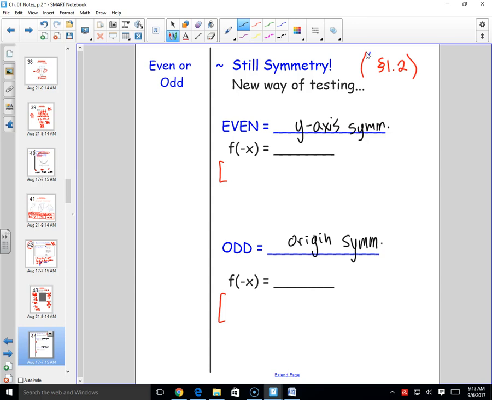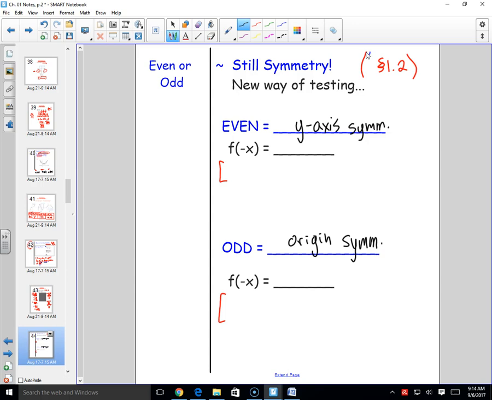Now that we're dealing with functions, we can actually show the test a little bit differently. In section 1.2, the test was keep the x the same and plug in a negative y and simplify. Or keep the y the same, plug in a negative x and simplify. Or plug in a negative x and a negative y and simplify. And we were looking for which of those combinations would stay the same after you simplify. Got kind of complicated. It's still a good test. All three of them still work for all three of those symmetries. But for functions, we talk about it a little bit differently. So we only have to do one test.